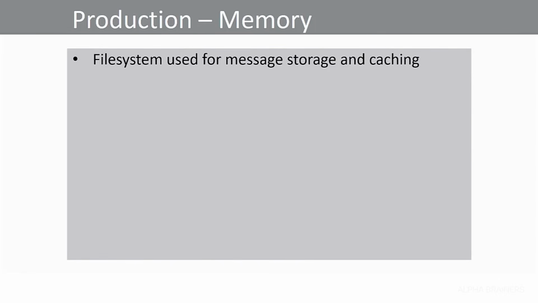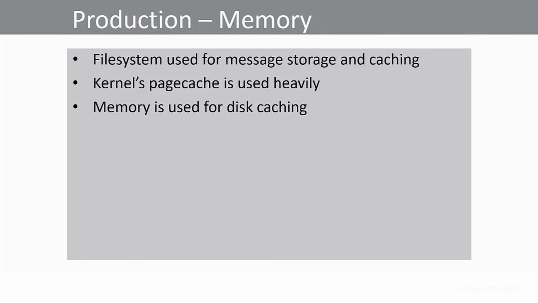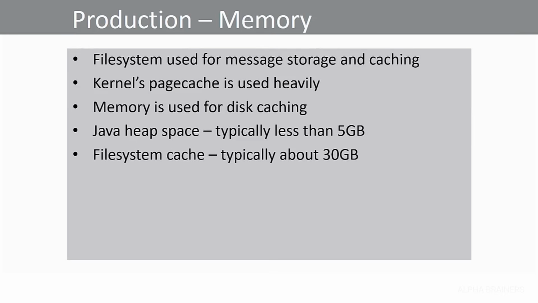On production machines, the first thing you want to consider is the memory on the system. While the file system is used for storing messages and caching, the kernel's page cache is heavily used. What that means is it'll use some memory for some disk caching, including the Java heap space. Typically, each heap space is going to be about 5 gigabytes overall, and the file system cache in total is going to be about 30 gigabytes of space that you want to allocate on your system.